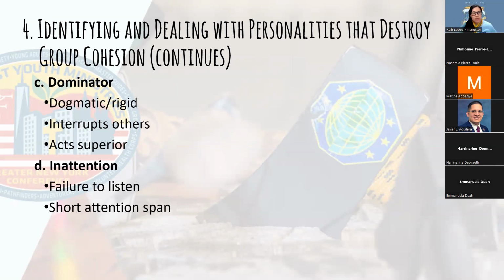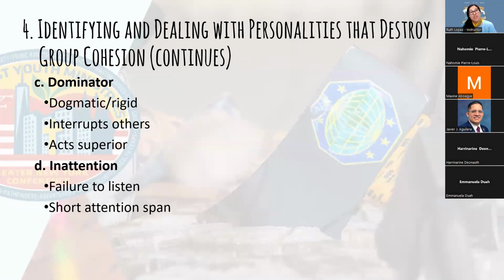Dominator. The dominator is a dogmatic person who is also rigid, interrupts others, and acts superior. This type of behavior in people, usually they think they're the only ones who have the solution to something. Their idea is the only one that is going to work out. Their way of doing things is the only way to do things.